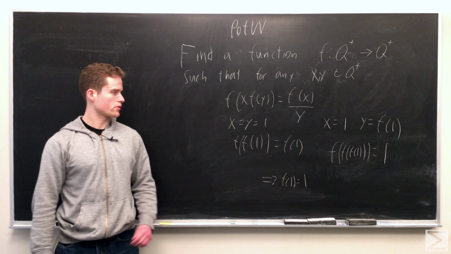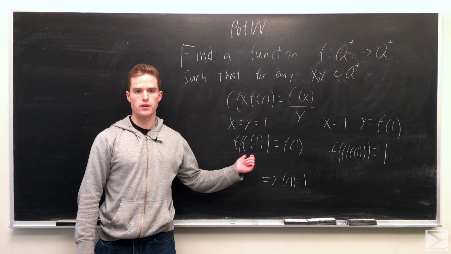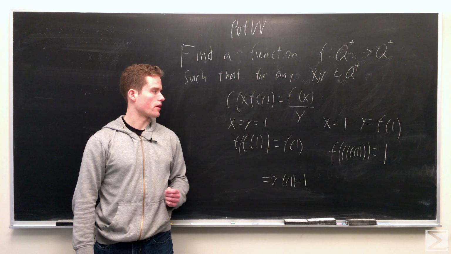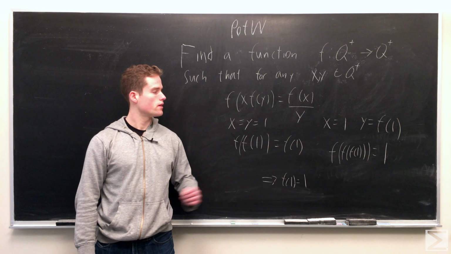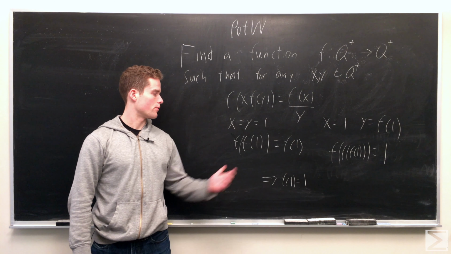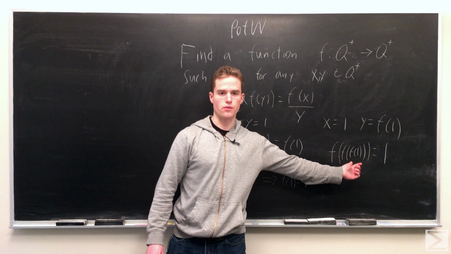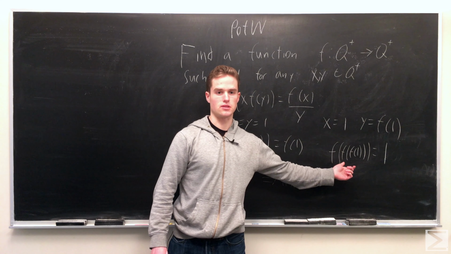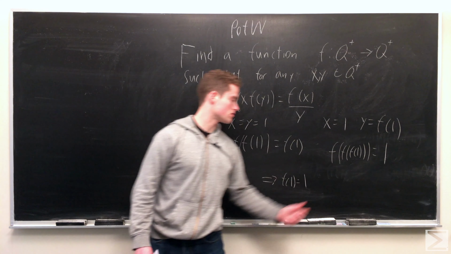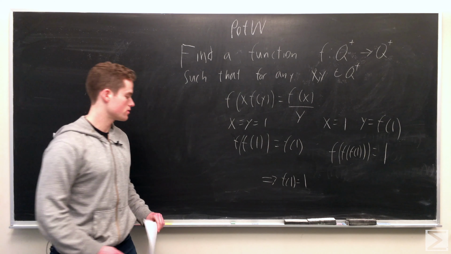Okay, so the first thing we're going to do, plug in x equals y equals 1. This gives us f of 1 equals f of 1. Then we're going to plug in x equals 1, y equals f of 1. This gives us f of 1 equals 1. Now, knowing this equation, here f of 1 is just f of 1. Then we have f of 1, which again is just f of 1. So this simplifies to f of 1 equals 1. Now we're going to do another substitution.